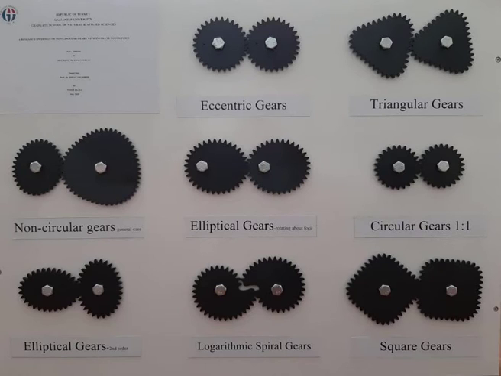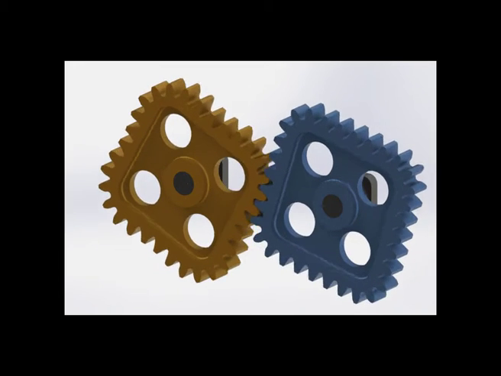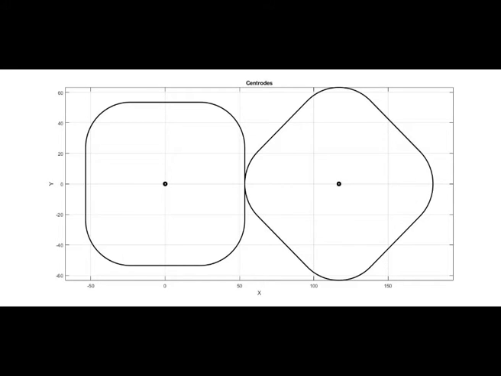This is our sixth video of the series for designing non-circular convex gears. In this video, we are going to look at square gears. In this case, both centrodes of the gears of the gear set are identical, which are squares with round edges.